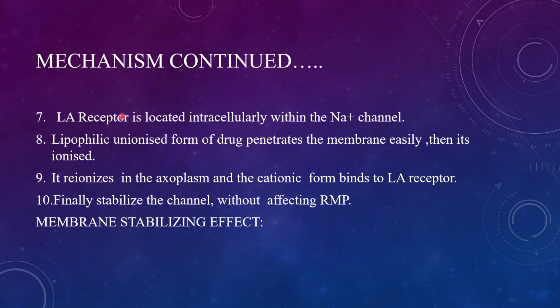So we are continuing the mechanism. The local anesthetic receptor is located intracellularly within the sodium channel, as we have seen in the previous diagram. The lipophilic unionized form of the drug penetrates the membrane more easily than its ionized form. Then the ionized form of the drug, that is the cationic form, binds to the local anesthetic receptor and stabilizes the channel without affecting the resting membrane potential. This is called the membrane stabilizing effect. So the drug blocks the sodium channel without affecting the normal resting membrane potential. This is called the membrane stabilizing effect of local anesthetics.